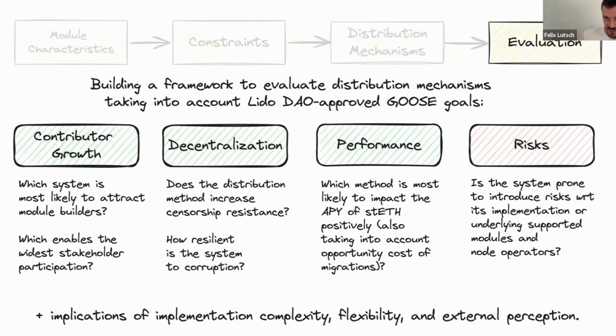So the final chapter of this research looks at the goals and tries to score the different distribution styles on how well they hit these goals. So one is contributor growth, right? We want Lido DAO to be decentralized and have different teams contributing to it. So which of the distribution methods attract teams? The way teams are attracted is probably through being paid in the long run and having a business model. So a distribution method where they understand how they can get ETH towards their module will probably help attract them.